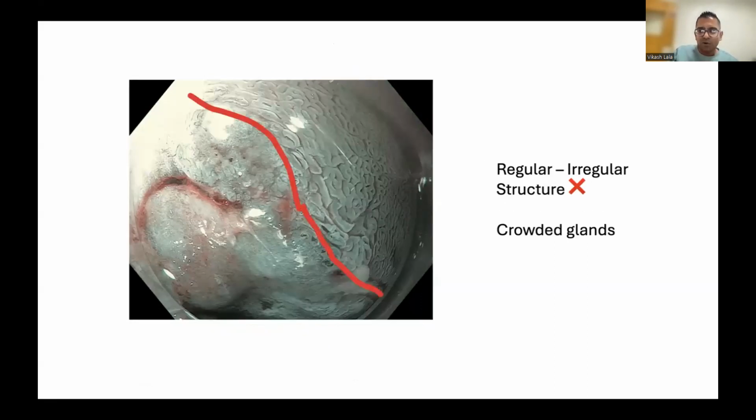This is an example of an irregular area with no structure. So you can beautifully see the regular part. You can see the demarcation line perfectly, but in the demarcated area, there is absolutely no more structure here. You're not seeing glands, you're not seeing vessels, you're seeing complete loss of structure.